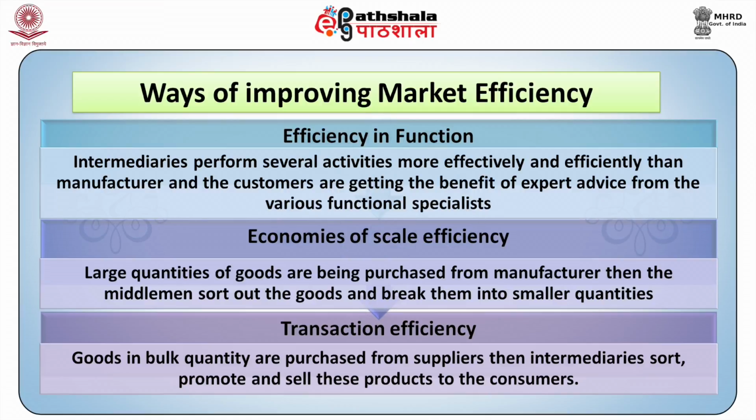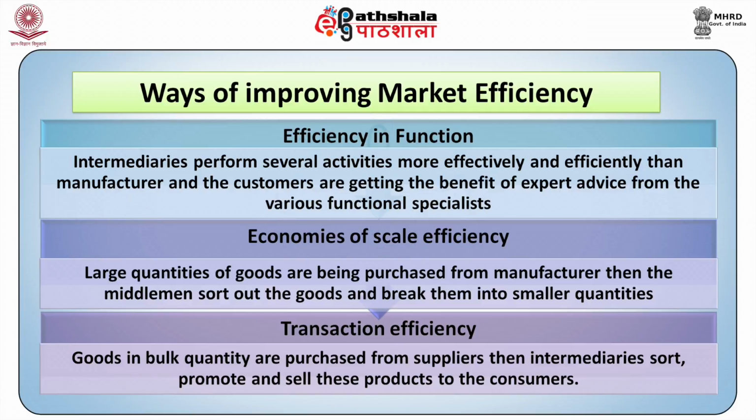When intermediaries perform several activities more effectively and efficiently than manufacturers, the customers get the benefit of expert advice from the various functional specialists. Economies of scale efficiency: when large quantities of goods are purchased from the manufacturer, the middlemen sort out the goods and break them into smaller quantities according to the requirements of the consumer. Thus, middlemen operate at the most efficient scale.